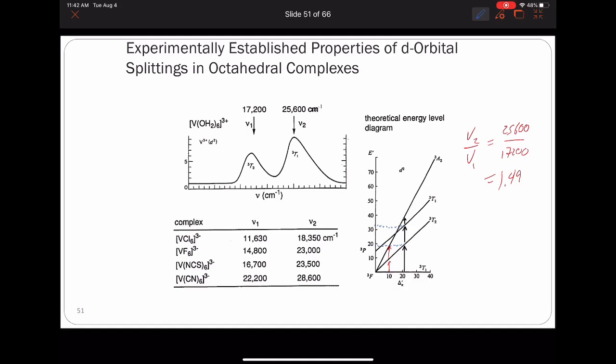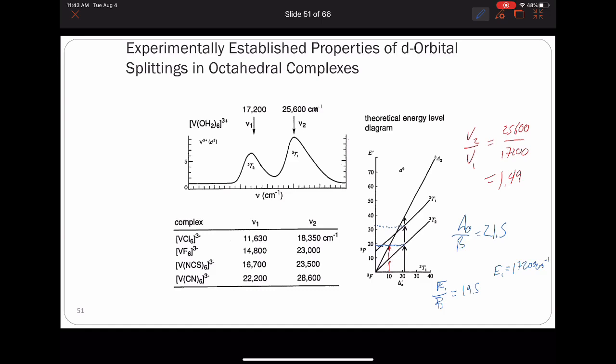Once we've gone through and we've identified delta octahedral over B, so in this case we'll say delta O over B is equal to, let's call that 21.5. We can then look at the energies associated with these transitions. So if we have E over B, so E1 over B is equal to about 19.5. We know that the energy of this transition, E1, is actually equal to 17,200 wave numbers.